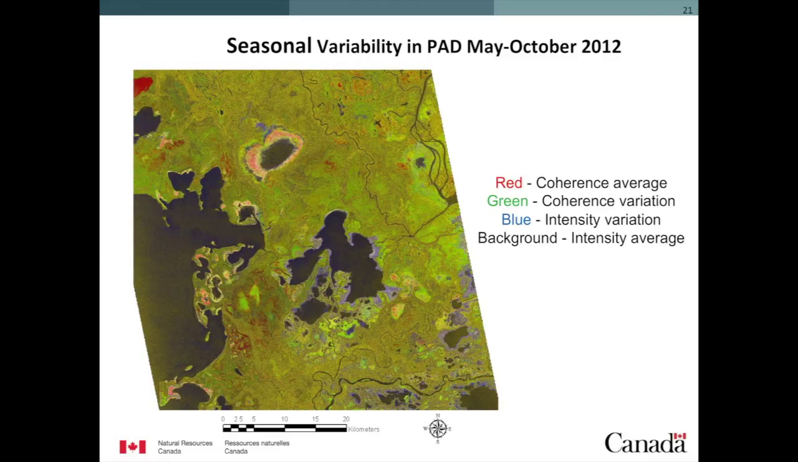And in this case, we've color-coded the image so that we have red. This is from a stack of data from May to October, the same stack that you saw the surface water extracted from. And we coded the average coherence in red, the variation of the coherence in green, and the intensity in blue, and we used just the intensity average as the background.